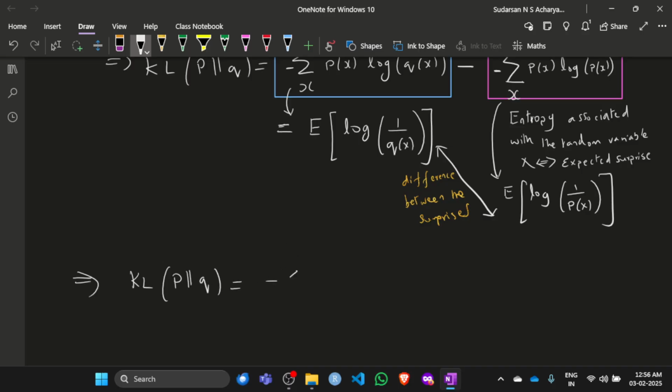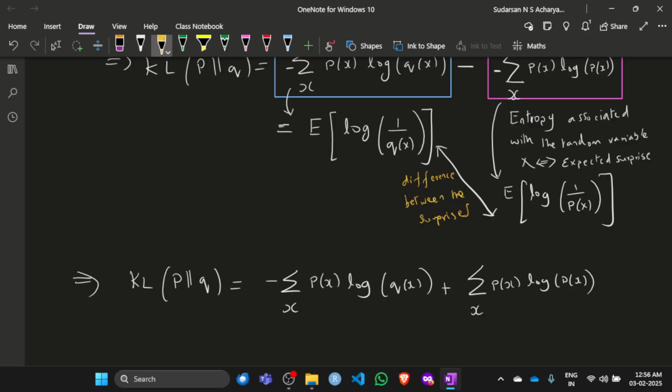So it's written like this: the summation over all possible values of x, P of x log Q of x, minus, or now I'll just put the plus, because minus is plus. I did that to show the difference between surprises way of interpreting it. And then you have plus the summation over x, P of x log P of x. Okay, so now this quantity is also called the cross entropy.